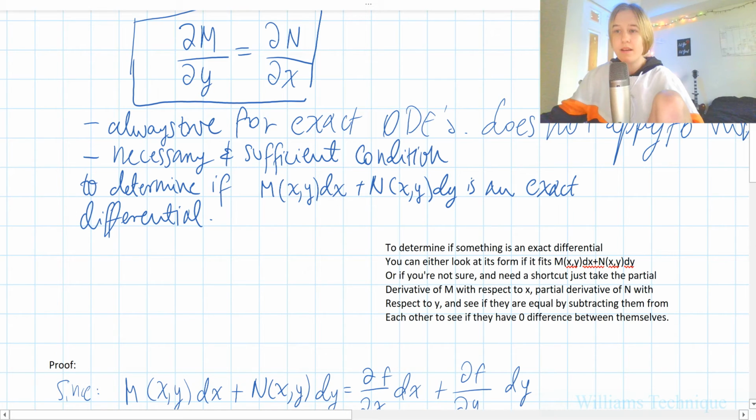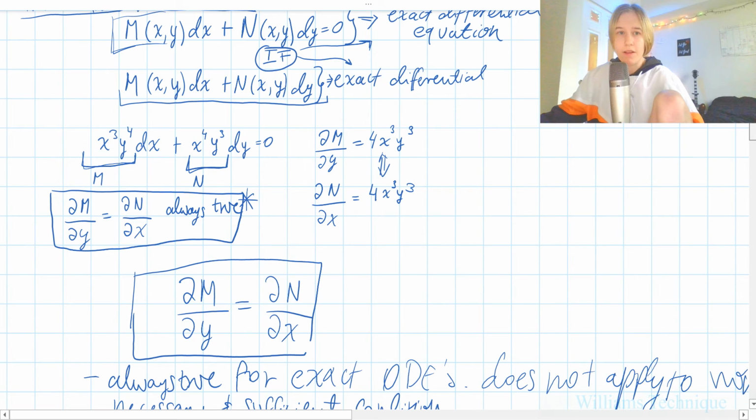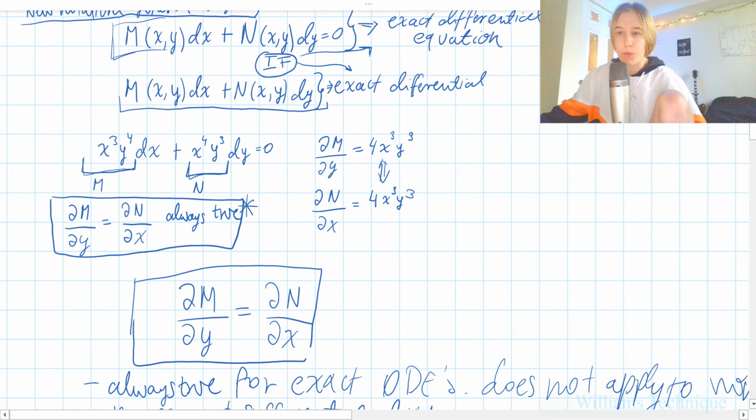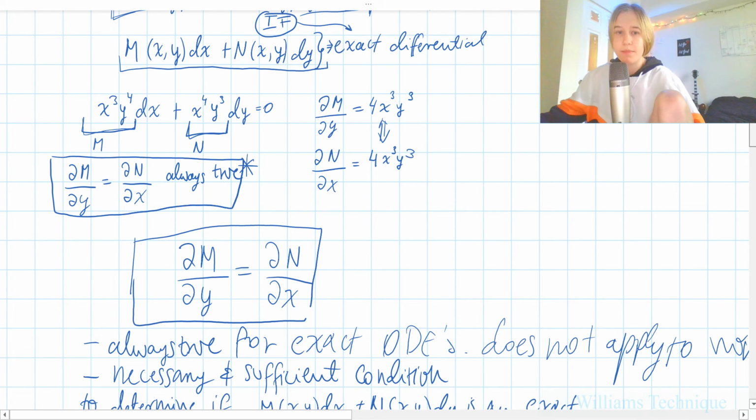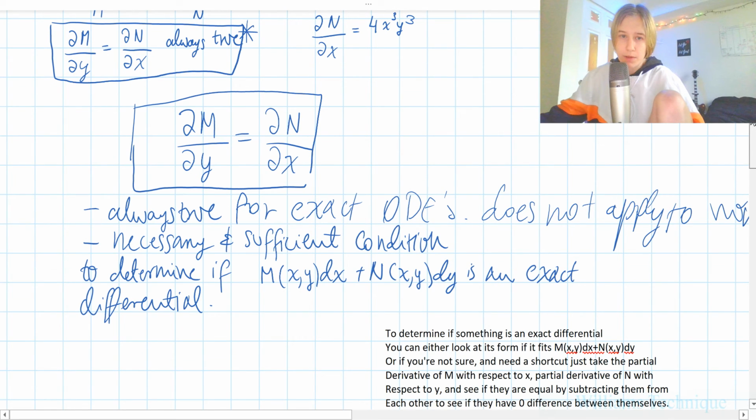To determine if M(x,y) dx plus N(x,y) dy is an exact differential, you have two ways to determine it, which is if you look at the format and see that it follows this format over here, M(x,y) dx plus N(x,y) dy, then it's an exact differential. But to make sure, if you take the partial of M with respect to y and the partial of N with respect to x, and you see if they're equal, that means they're an exact differential equation.